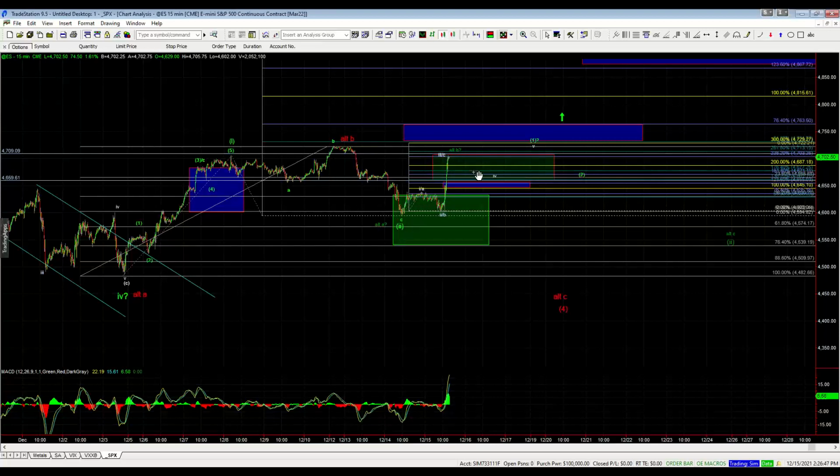You want to see a 4 consolidation here tomorrow, maybe into Friday, and then another push higher for wave 1, and then another consolidation for wave 2, back down to around 4650-ish ideally, and then push higher and break out into the end of the year.